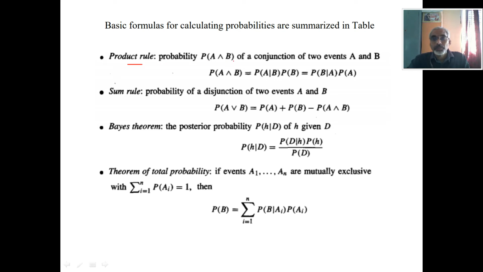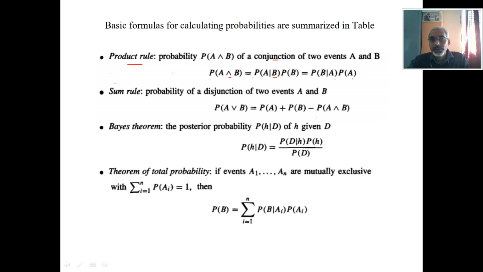Probability of A and B. You have two events A and B, and the probability of A and B is also called the conjunction of two events. How do you define it? It is equal to the probability of A given event B, multiplied by the probability of B, which is equal to the probability of B given A, multiplied by the probability of A. This is what we call the product rule in probability.